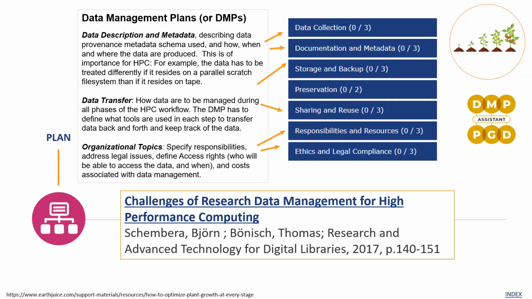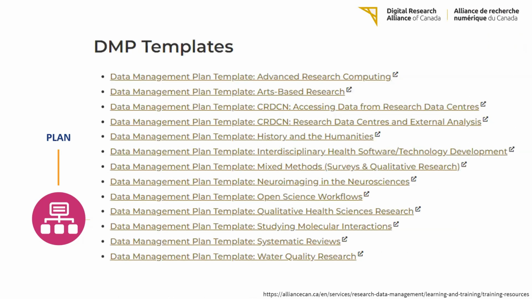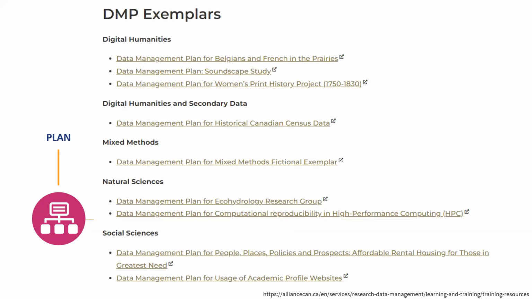It is interesting to note that the planning steps described in this article align remarkably well with the sections of the DMP Assistant. To further help HPC researchers in writing DMPs, the Alliance has provided a range of discipline-specific DMP templates tailored to meet the planning needs of diverse types of research, including one for advanced research computing. In addition, the Alliance team has provided a series of discipline-specific DMP exemplars, high-quality, vetted DMPs that researchers can consult to see what a good data management plan looks like, and among these is an HPC-specific exemplar.